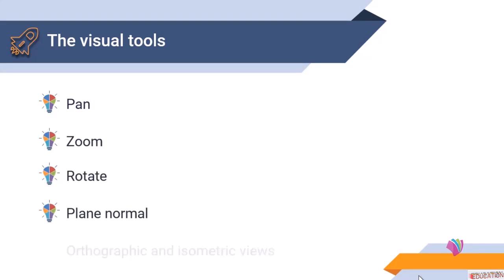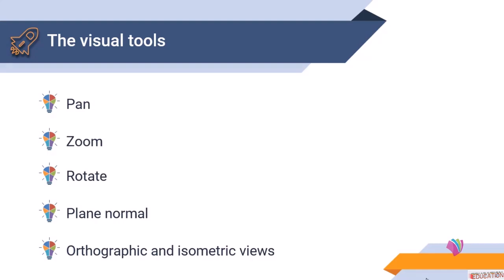In every CAD application, there are some visual tools which are used to control how you are going to see the object. There are basically 5 things that you should explore in the interface for finding out the visual tools. The very first is pan. I will show you what these all mean by using the software, but first let us list out the visual tools that you should find before making any sketch or any solid model. The zoom tool, rotate, plane normal tool, and the orthographic and isometric view generation tools. These are the visual tools which are very important for you to find at the start of learning any new software.